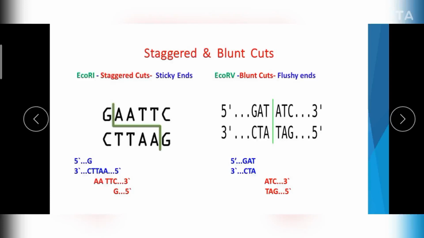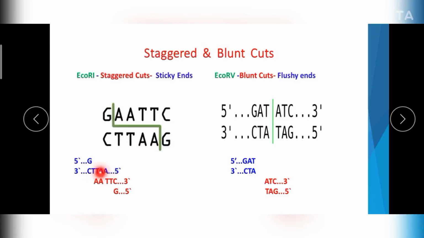Next, coming to the types of cuts produced by the restriction enzyme: staggered cuts and blunt cuts. First let's see the blunt cuts. If the enzyme cuts the restriction site at the same position in both the strands, exactly in the middle, the type of cut is called a blunt cut, and it generates DNA fragments having flush ends. If the breakage is 2 to 3 base pairs away from the middle portion, it is called a staggered cut and it produces sticky ends.